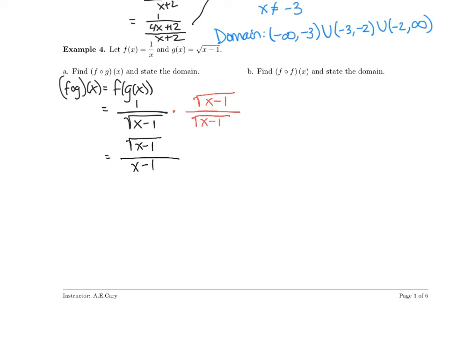So this is actually as far as we can simplify that. Nothing's going to cancel out. But we still have to find that domain. Oops, that's still in black. Color code. That's still the domain.